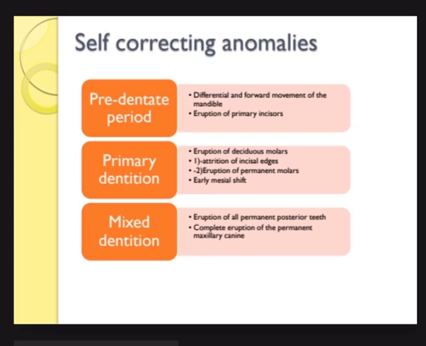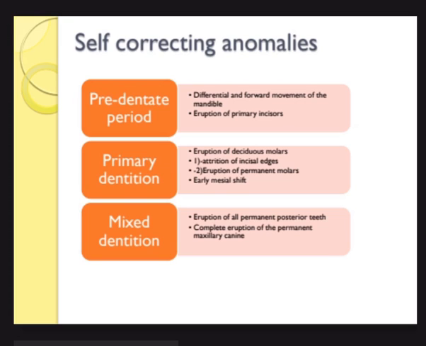Similarly, during your pre-dentate period, when there is no tooth in the arch, do you remember gum pads? Your mandible will be retrognathic. Okay, it will be like a class 2 mandible, a retrognathic mandible. That is usually corrected by differential and forward movement of your mandible. So the retrognathic mandible in the pre-dentate period is a self-correcting anomaly that is corrected by the differential and forward movement of your mandible.